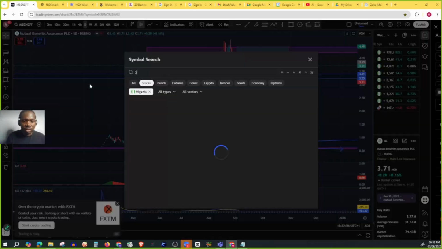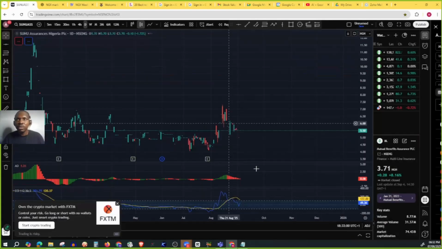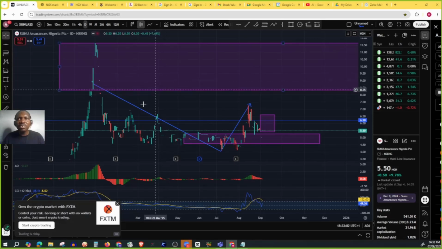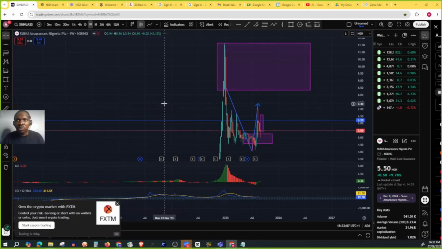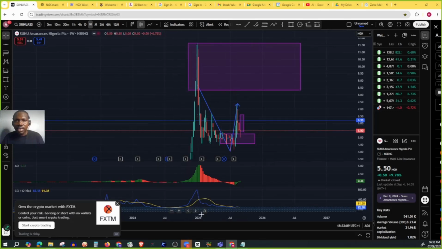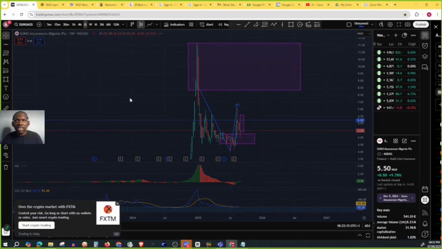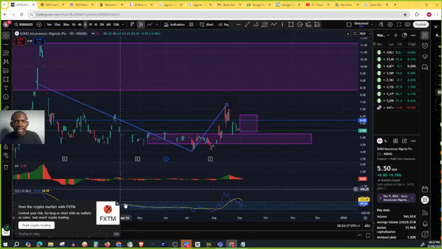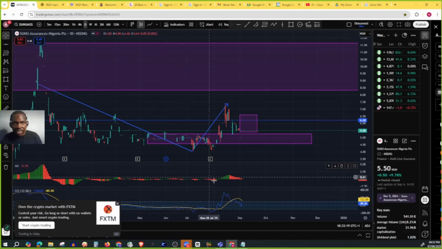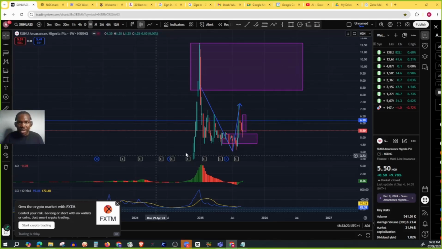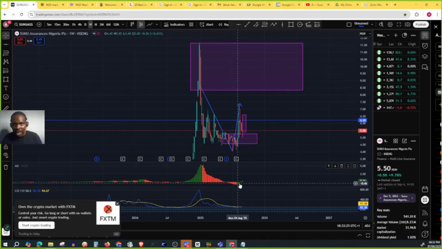For Sunu, Sunu is still a good setup for me. Still a good setup for me. One, it entered into the negative side. I said I like entering when the market entered into the negative side. And if you check it on the daily, it entered into that negative side clearly. In fact, stayed there, crossed above again. But on the weekly, it only entered once and started going up.